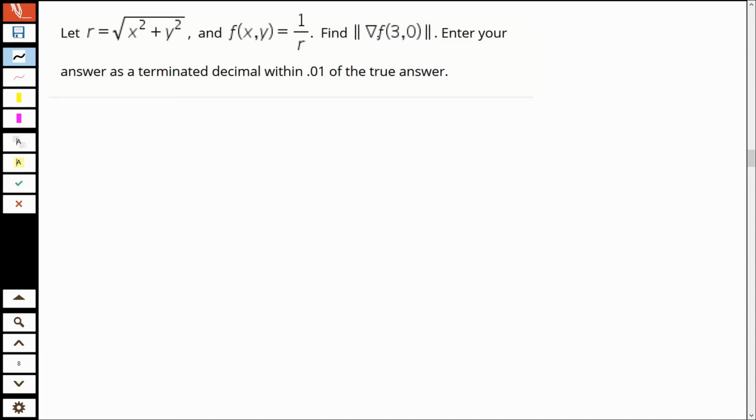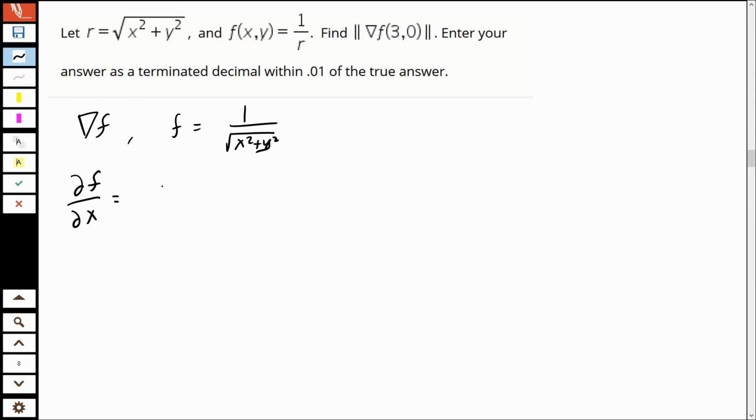Okay, find the norm of the gradient at (3, 0). So we want to find the gradient of f, and f is equal to 1 over the square root of x squared plus y squared. Okay, so let's do the partial of f with respect to x.